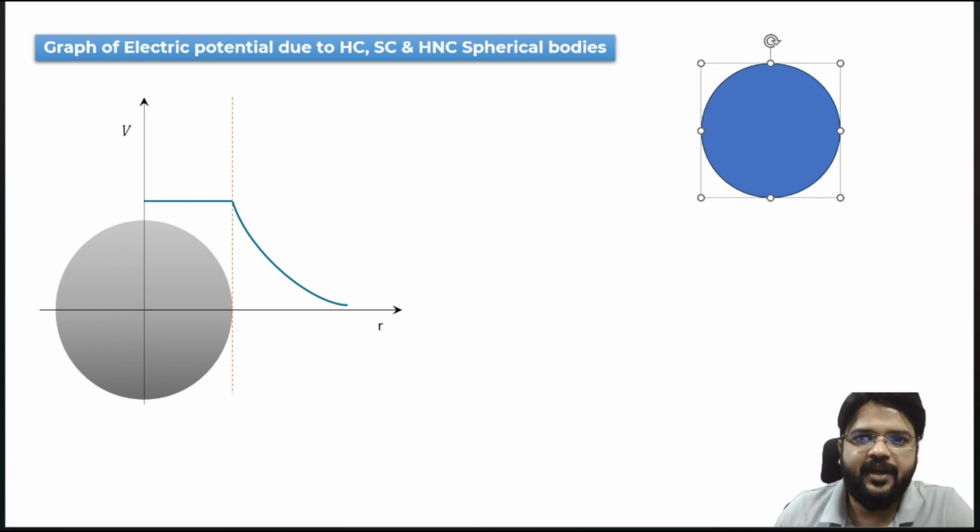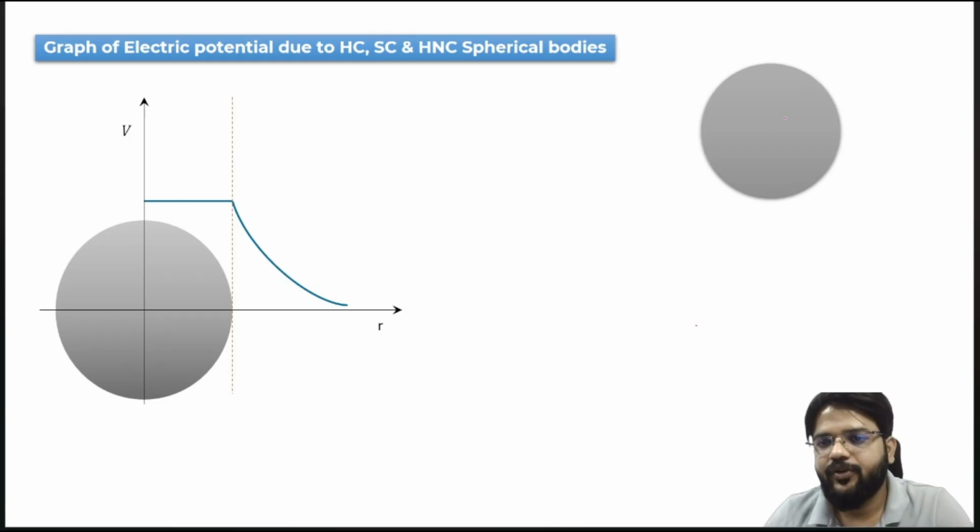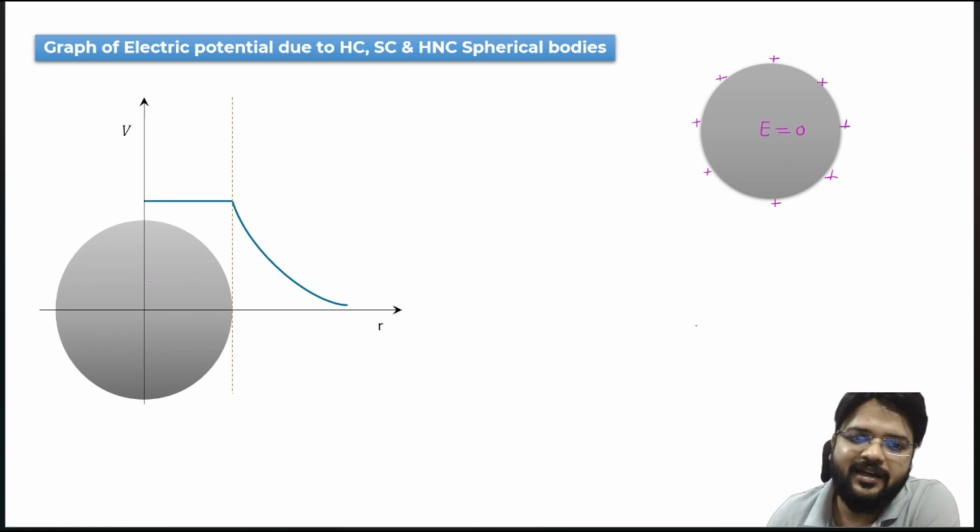So let's suppose here we have one conductor. We know that if you give some charge to the conductor, whether it is hollow conducting, solid conducting or hollow non-conducting, the charge is present only on the surface in all three cases. That's why the electric field inside the conductor is 0. Correct? So we know that inside the conductor the electric field is 0.